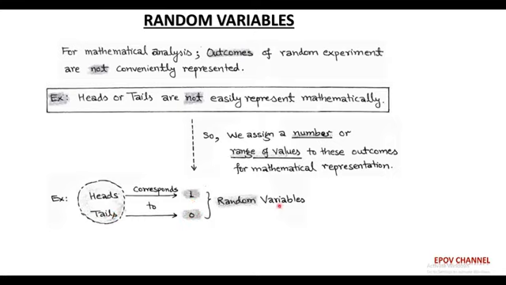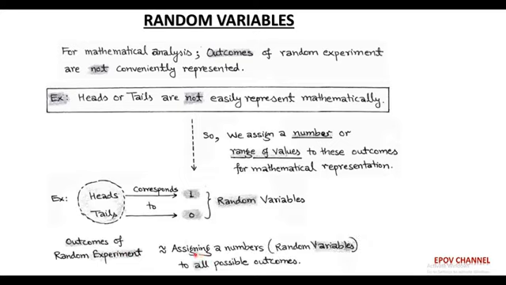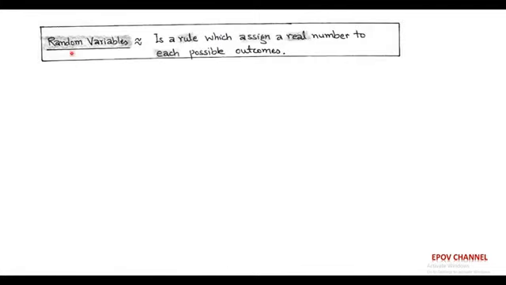So these assigned numbers are called random variables and can be expressed mathematically. Or we can say that the outcomes of any random experiment are assigned a range of values or any real number which can easily be analyzed mathematically, called random variables. Also, a random variable can be defined as a rule which assigns a real number to each possible outcome.